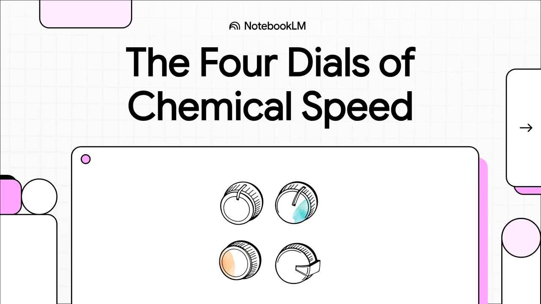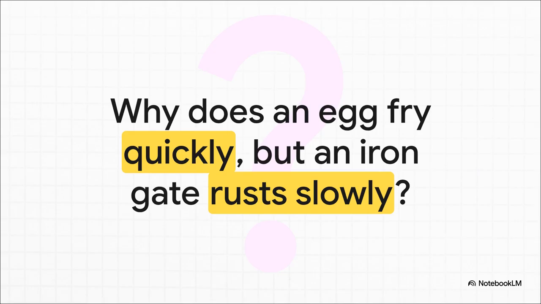Ever wonder why some things, like an explosion, happen in the blink of an eye, while others, like rust, take forever? Well, it's all about speed. Today, we're going to peek behind the curtain and find the control panel for chemical reactions, and I'll show you exactly how it works. I mean, just think about it, right?